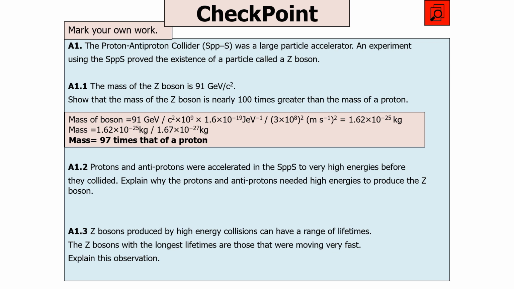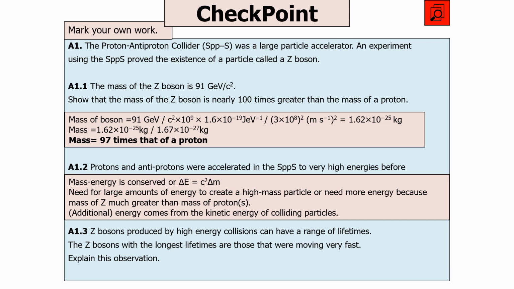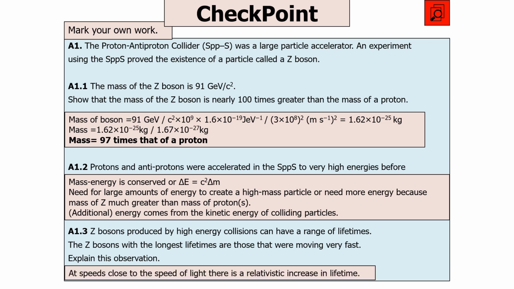Now you need the high energies to do this because we know mass energy is conserved in a particle interaction. So therefore, if we need to create a particle of high mass, we need high energy before that collision to produce it. So this mass for this larger particle, the Z boson, is coming from the kinetic energy of the colliding particles. Now the particles that have the longest lifetime are those moving very fast, because when you move close to the speed of light, you'll have a relativistic increase in the lifetime of it due to the theory of relativity.